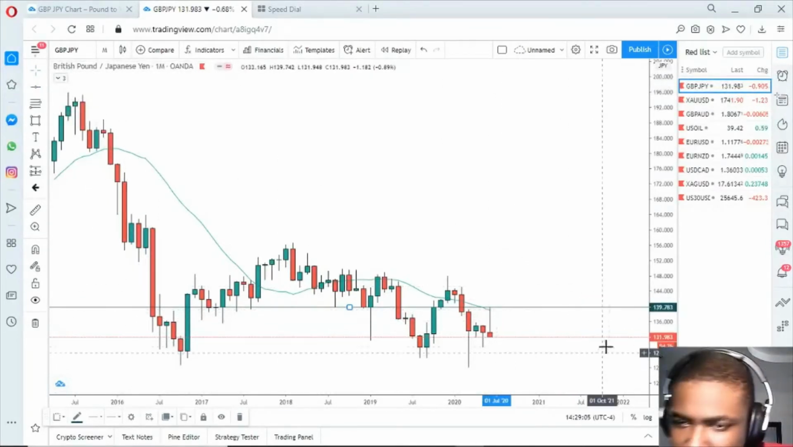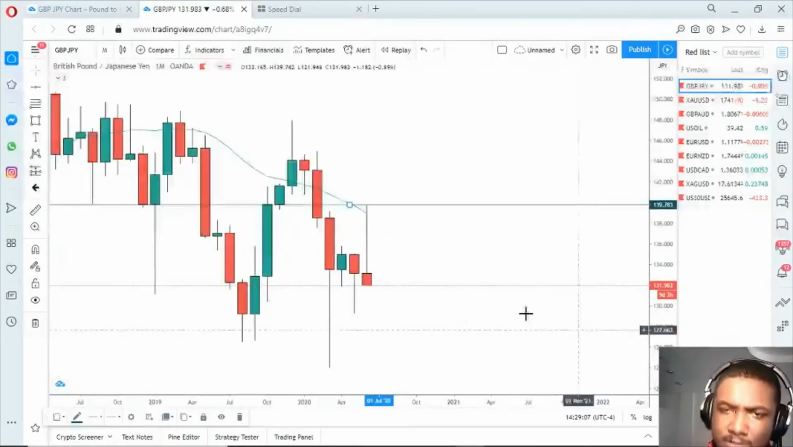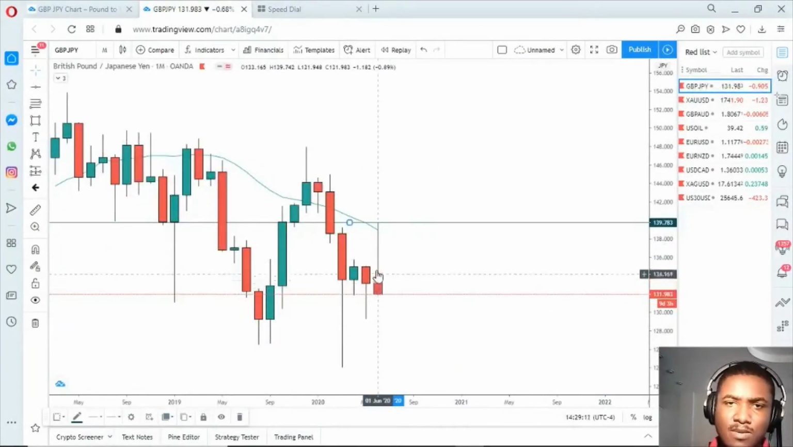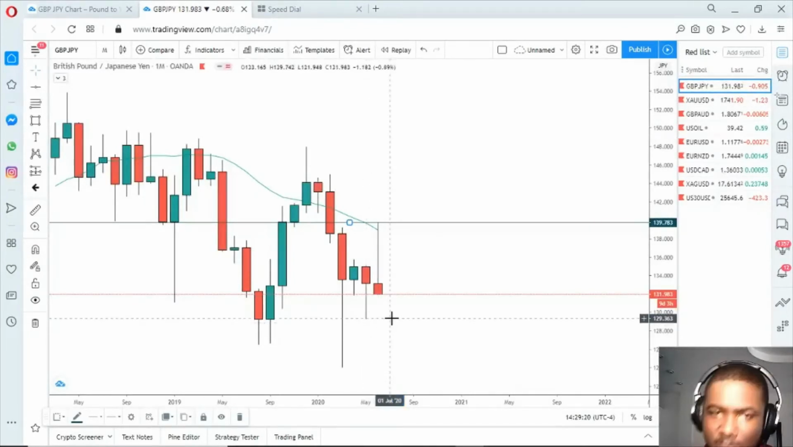We made a high somewhere around 139.80 thereabout, and as you can see, we have a lot of bearish price action coming in, and hopefully we could see a fill of this wick here to see price come down into 129.30 around there.